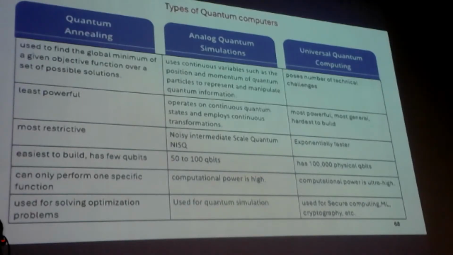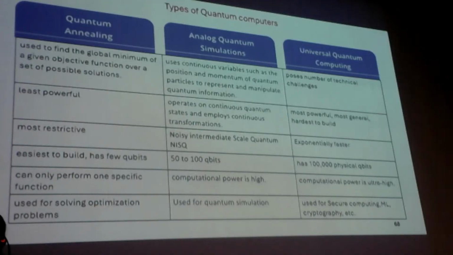This is used to find the global minimum of a given objective function. So mainly for optimization, it is used. Least powerful, most restrictive, easy to build, has few qubits, and can perform only one specific function. It's mainly used for optimization purposes. The first one, quantum annealing. And you must have heard about that term also, quantum annealing. It's a very, very common term that's used.